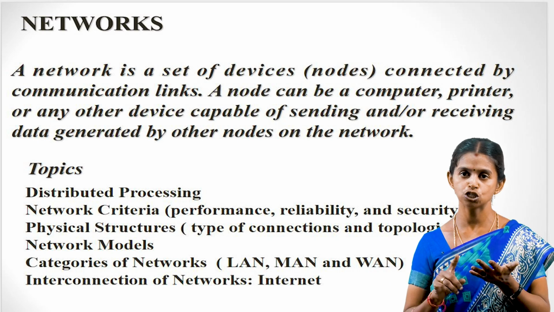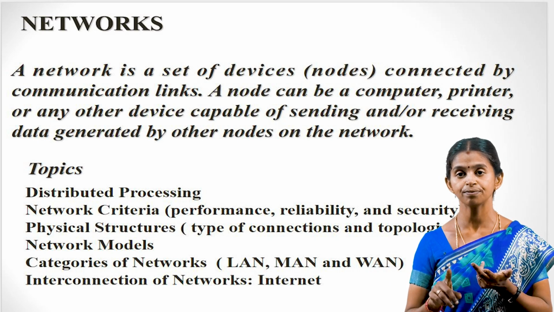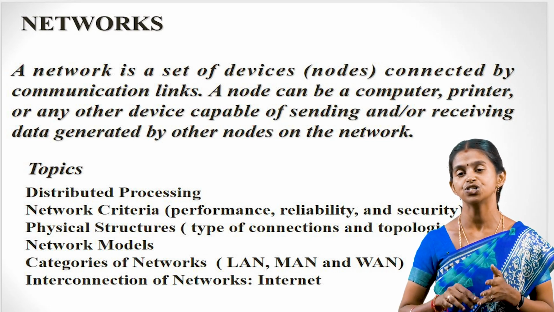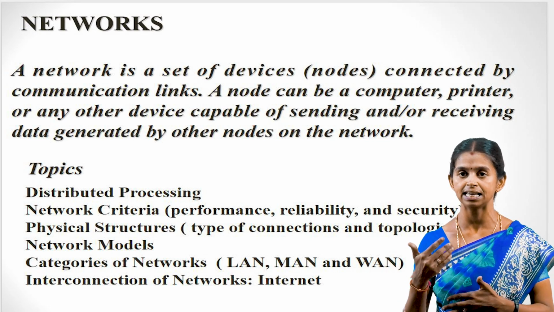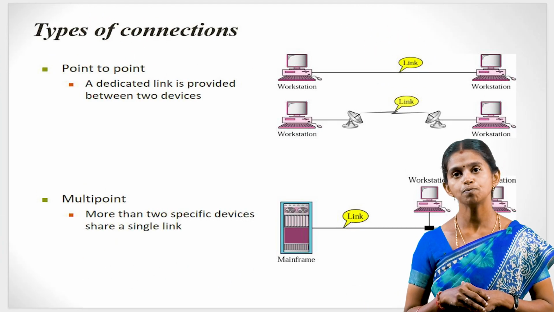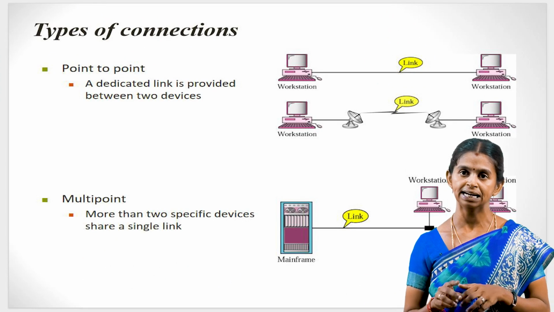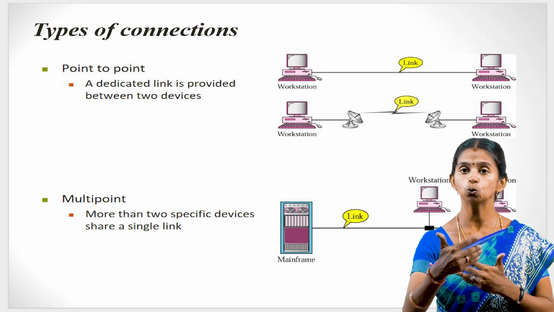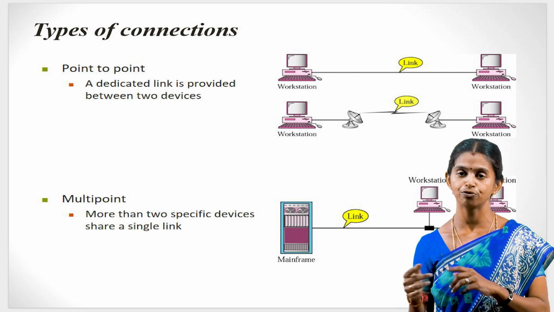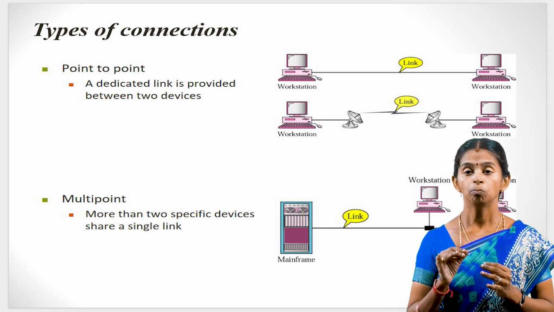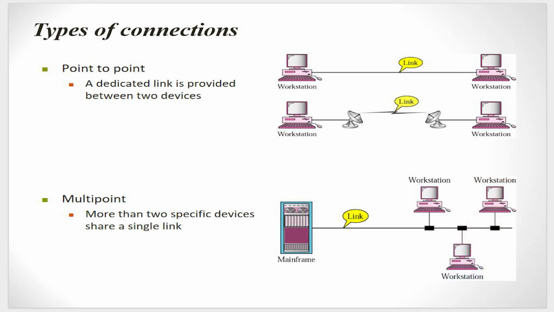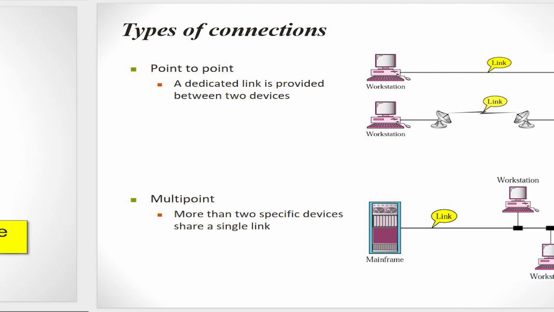Let's see about distributed processing, network criteria, physical structure, network models, categories of network and interconnection of networks, that is the internet, in the below topics. Types of connection. Point-to-point connection, that is a dedicated link provided between two devices, and its diagram is displayed for your reference. Multipoint: more than 2 specific devices share a single link. Those devices are displayed here.